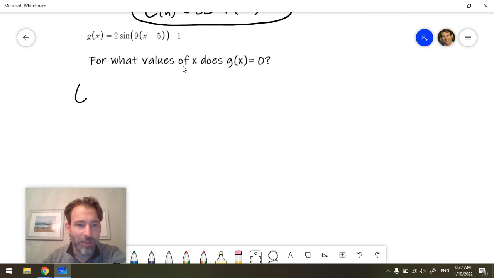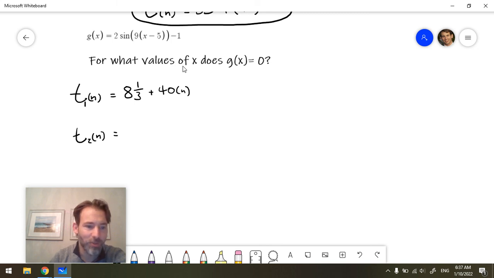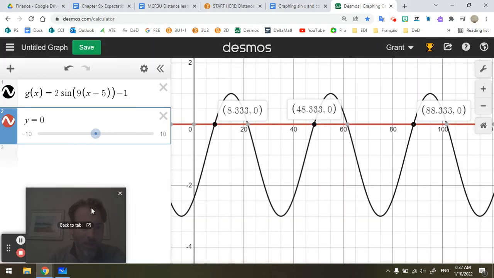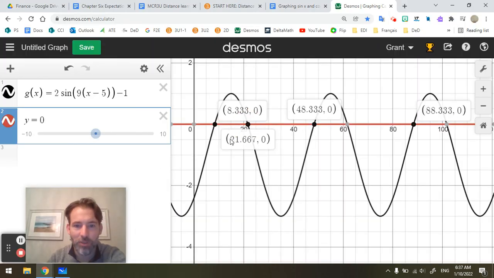We have T of n, and we'll call this T1 of n, is equal to 8 1/3 plus 40 times n, 40n, and that will generate one list. The next list, T2 of n is equal to, well, let's go ahead and grab our first term, and this is arbitrary. We could arbitrarily choose this one, 21 2/3. Okay, let's use 21 2/3.